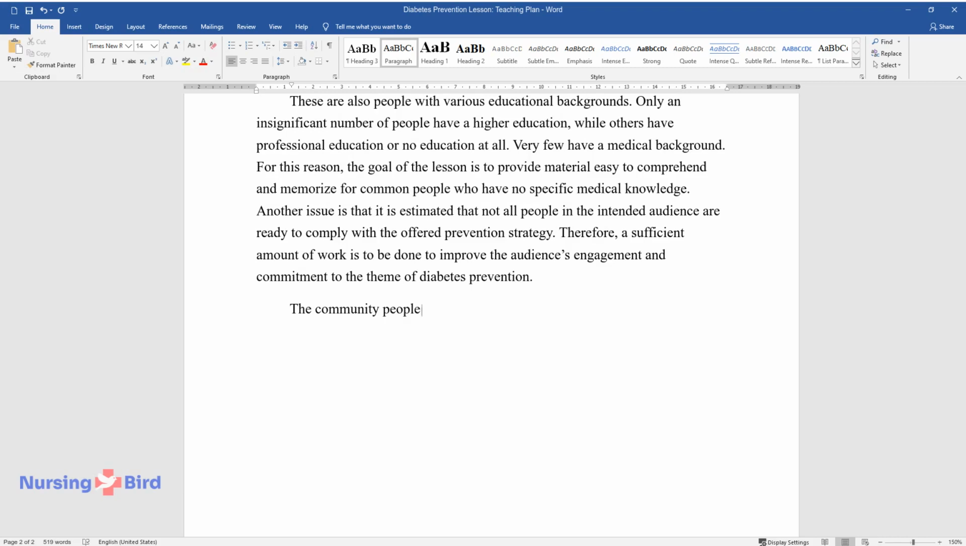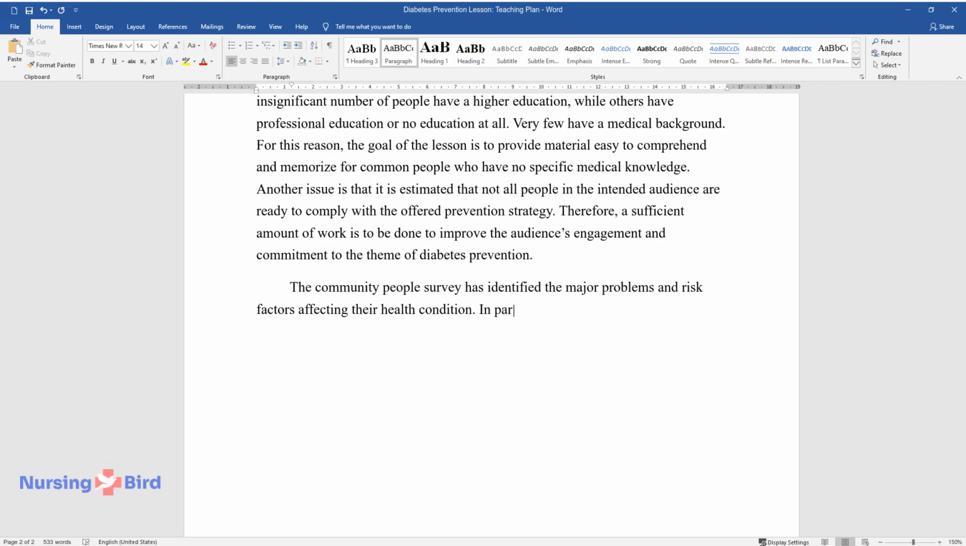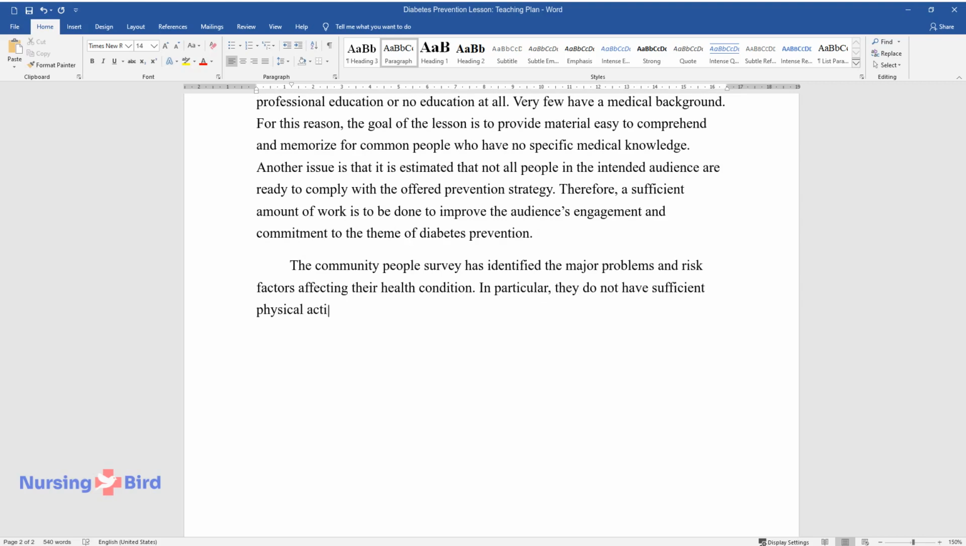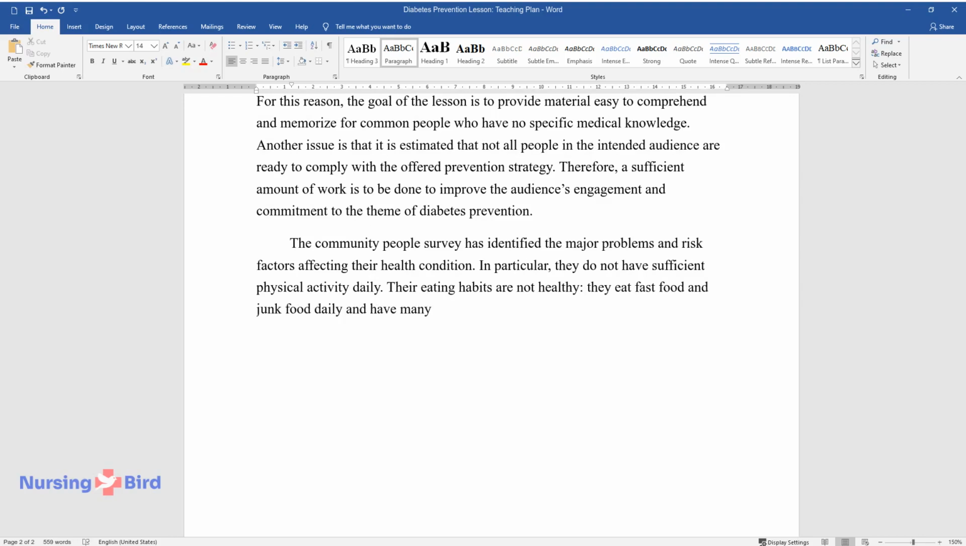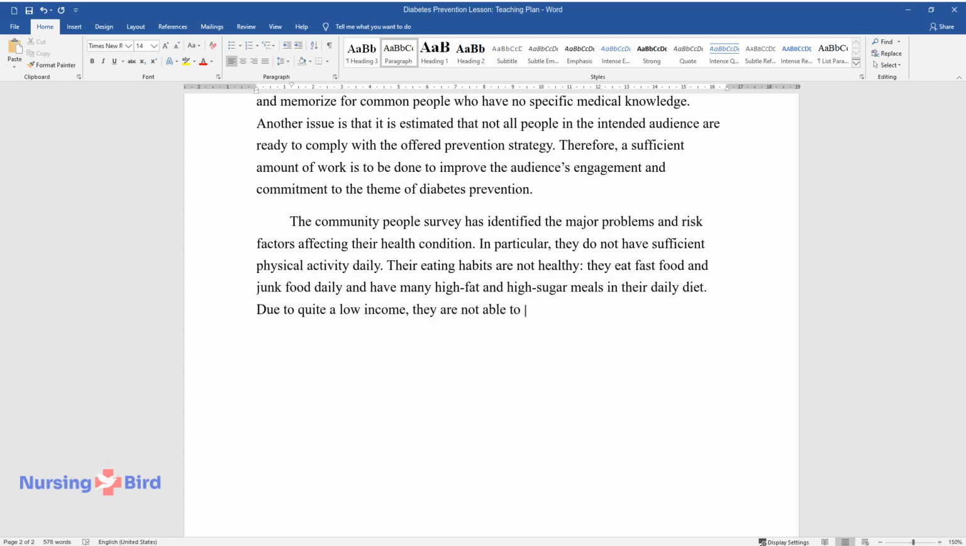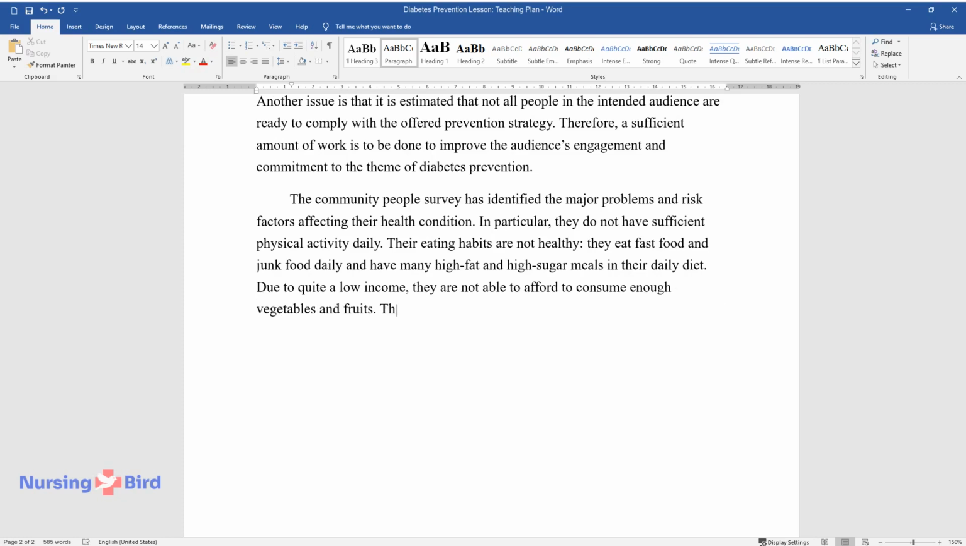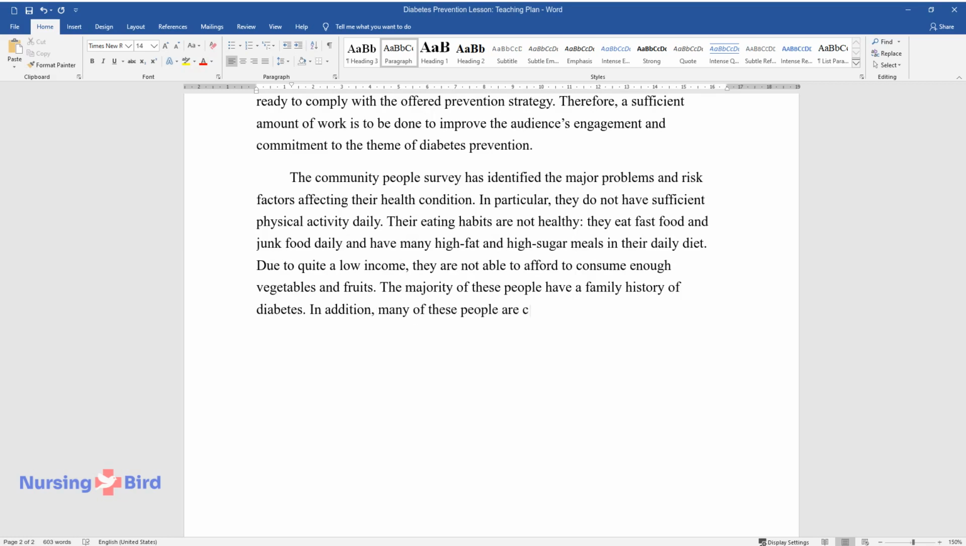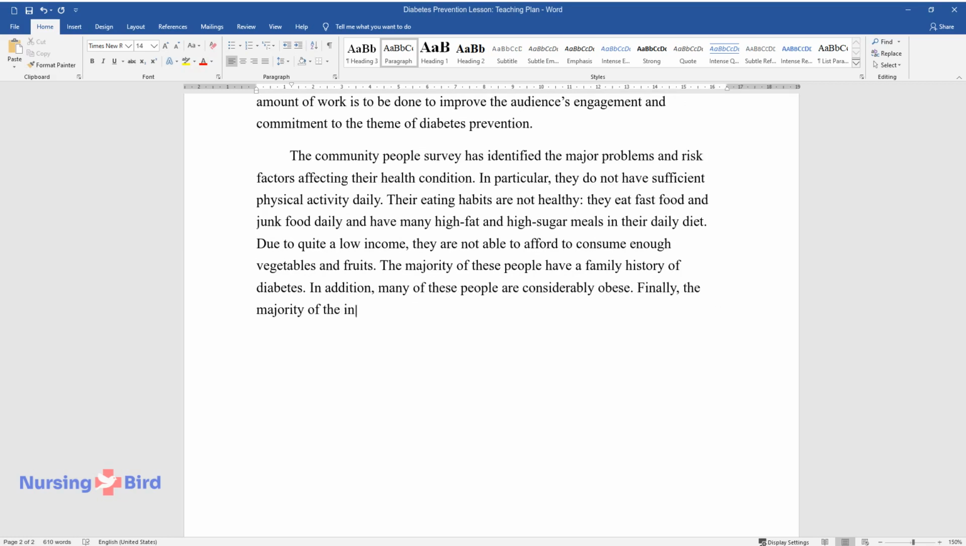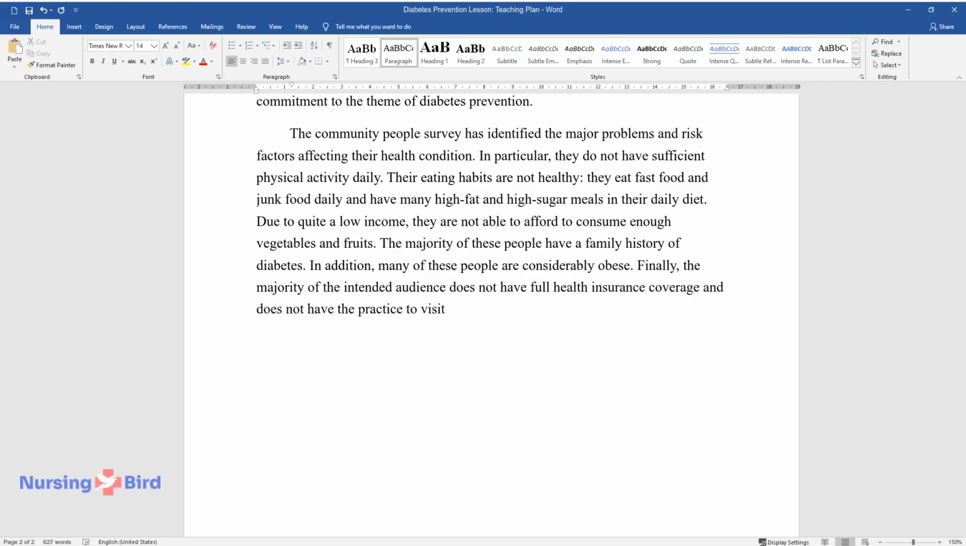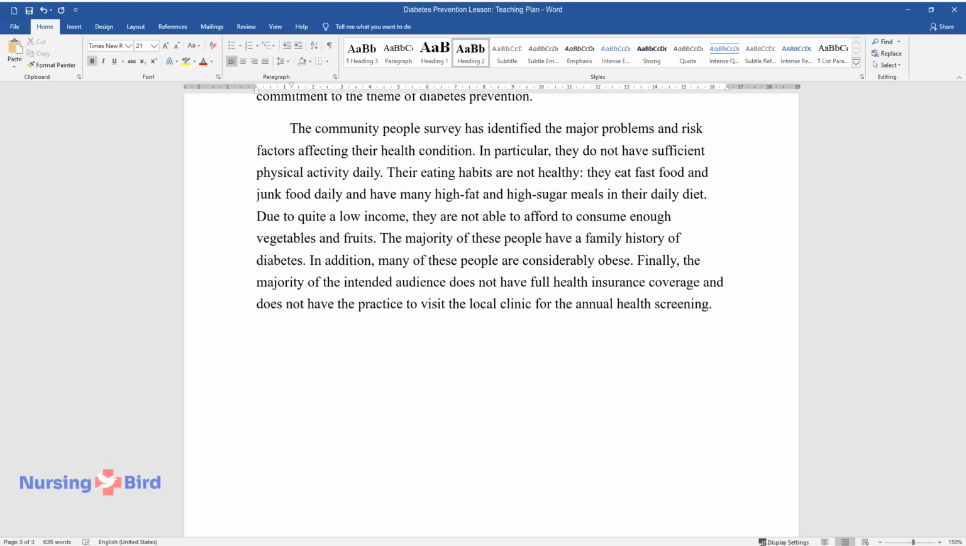The Community People Survey has identified the major problems and risk factors affecting their health condition. In particular, they do not have sufficient physical activity daily. Their eating habits are not healthy, they eat fast food and junk food daily and have many high-fat and high-sugar meals in their daily diet. Due to quite a low income, they are not able to afford to consume enough vegetables and fruits. The majority of these people have a family history of diabetes. In addition, many of these people are considerably obese. Finally, the majority of the intended audience does not have full health insurance coverage and does not have the practice to visit the local clinic for the annual health screening.